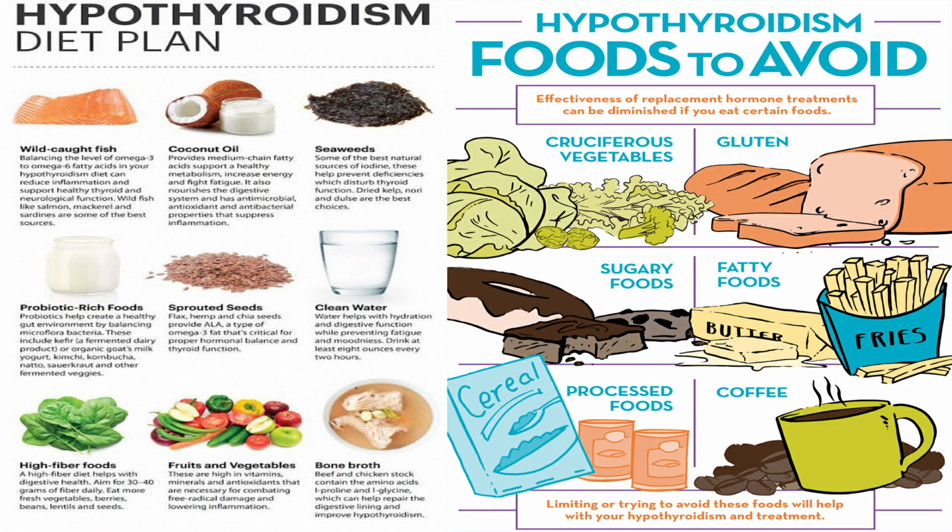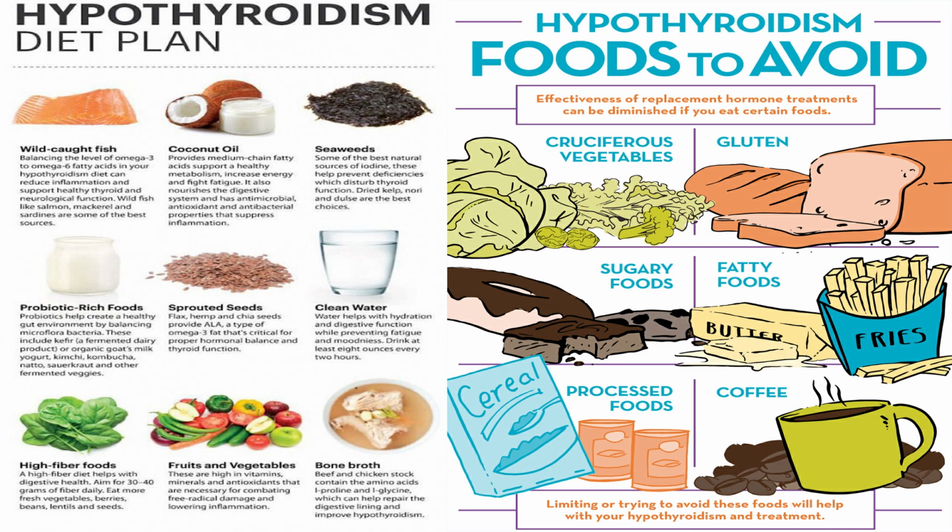Hypothyroidism diet food: wild caught fishes, coconut oil, seaweeds, probiotic-rich foods, sprouted seeds, clean water, high fiber diets, fruits and vegetables, and bone broth should be taken in hypothyroidism. Foods to be avoided in hypothyroidism: cruciferous vegetables like cauliflower, broccoli, cabbage should be avoided.